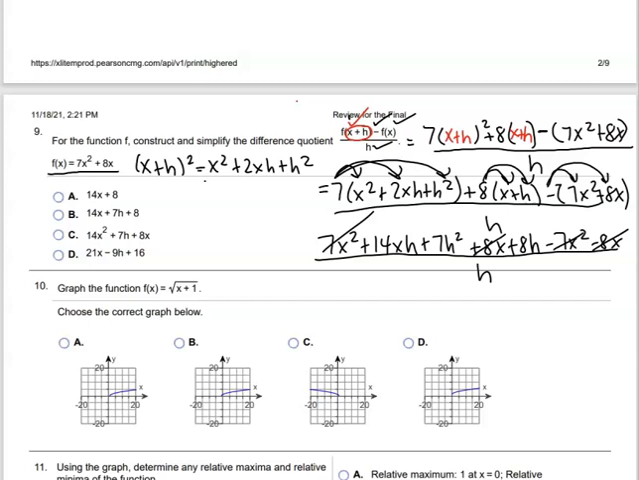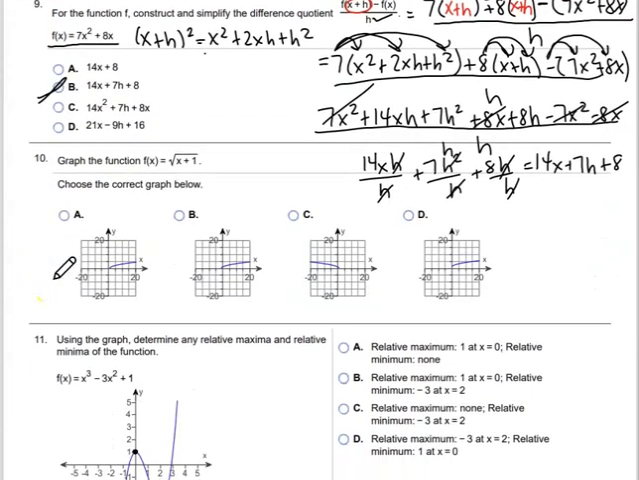And now we can break this down into 14xh over h plus 7h squared over h plus 8h over h. Well, these are going to cancel out. These are going to cancel out. One of these h's takes away one of these h's. We would still have one left. And so 14x plus 7h plus 8 would be our correct answer, which is B.